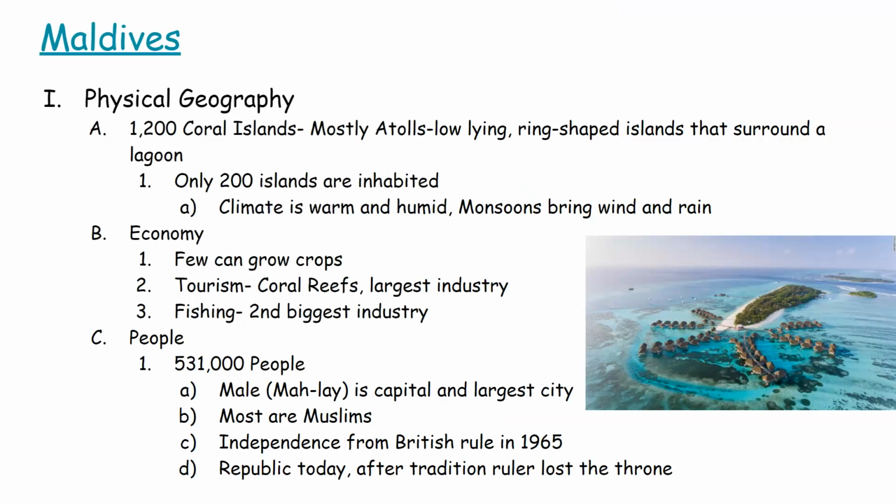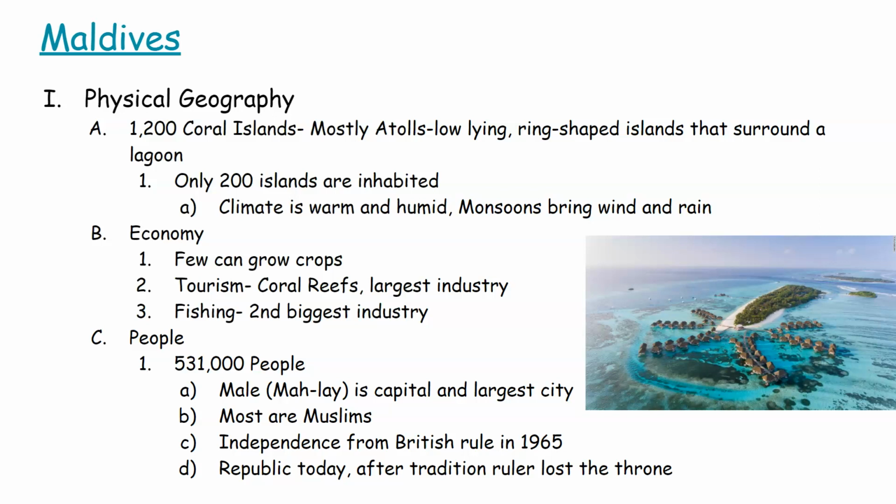I want to wrap up today with the Maldives. When we look at the physical geography, they're definitely an archipelago. They're a chain of islands, about 1,200, mostly coral islands. Most of them are what we would call atolls, which are low-lying, ring-shaped islands that typically are surrounded by a lagoon, like you can see here in the picture, and that has also brought a lot of tourism to the Maldives. In fact, probably their most important industry.